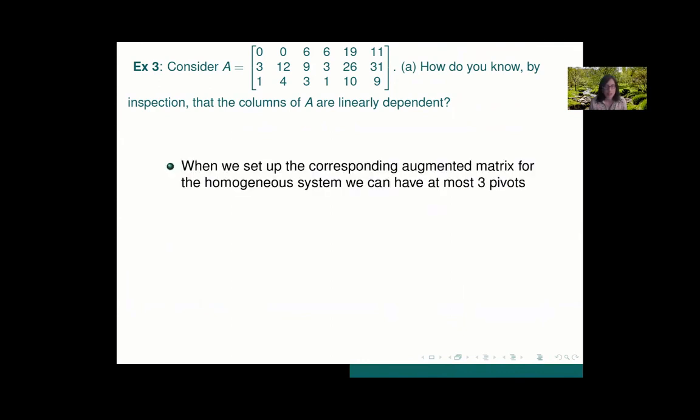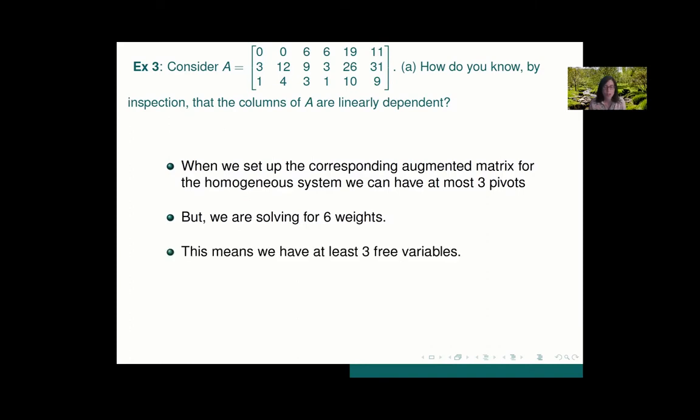In our last example, we'll ask several questions about the given matrix A. First, how can we tell by inspection, without any calculations, that the columns of A are linearly dependent? When we set up the corresponding augmented matrix for the homogeneous system, we will have at most 3 pivots, 1 for each row of A. However, A has 6 columns, and so we would have 6 weights. This means we would have at least 3 free variables. Therefore, the columns of A are linearly dependent.